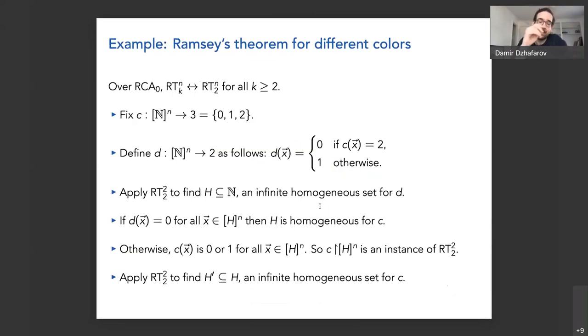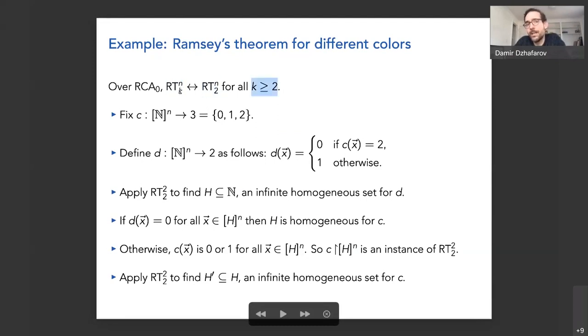So here's a nice example of that. And this is Ramsey's theorem for different colors. I mentioned that it usually doesn't make any difference, and here's why. Let's fix n, and you look at Ramsey's theorem for k colorings and Ramsey's theorem for two colorings, where k is at least two.